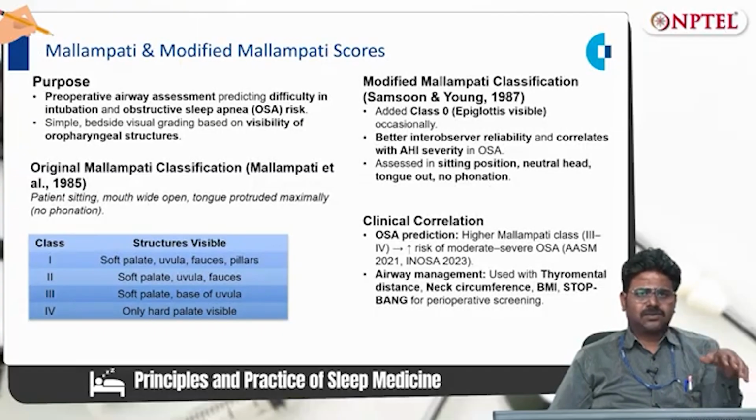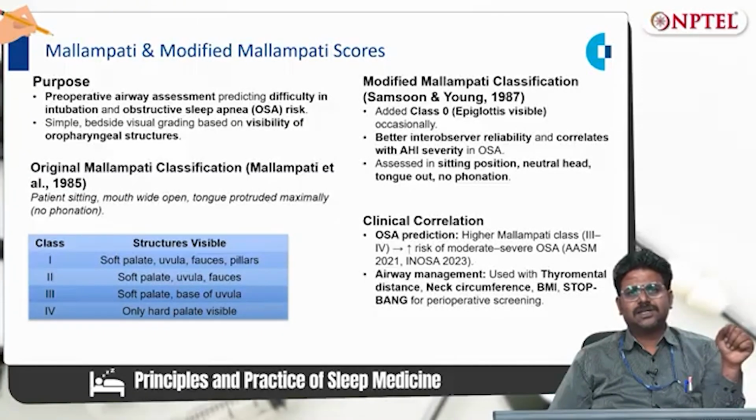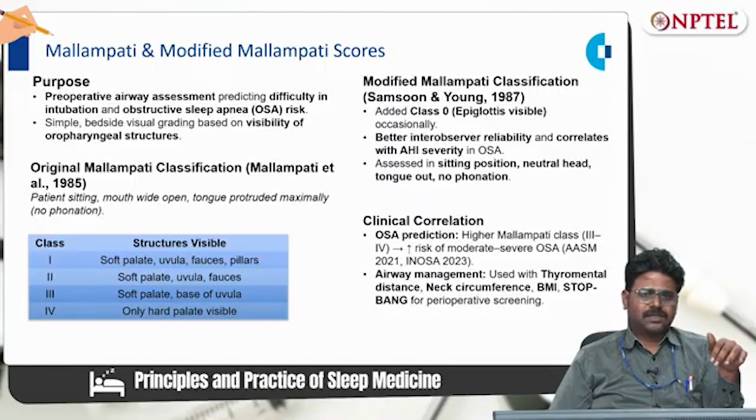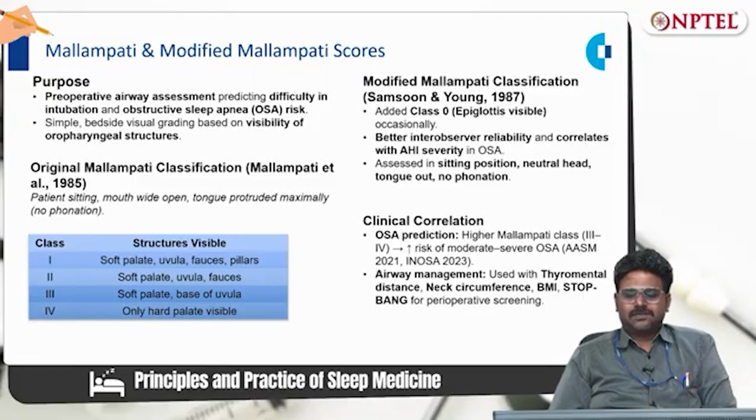Mallampati and modified scores. Purpose: the preoperative airway assessment predicts difficulty in intubation and obstructive sleep apnea risk. It is a simple bedside visual grading based on visibility of oropharyngeal structures. Then the original Mallampati classification, according to 1985, the structures visible are: in case of class 1, soft palate, uvula, fauces and pillars. In case of class 2, soft palate, uvula and fauces will be visible. In case of class 3, soft palate and base of uvula. In case of class 4, only hard palate will be visible. The modified Mallampati classification adds a class 0 where the epiglottis is visible.